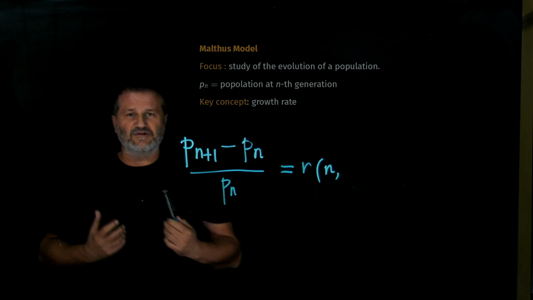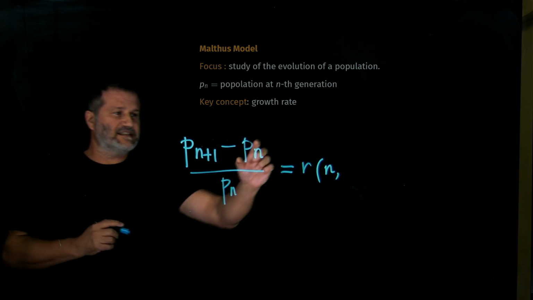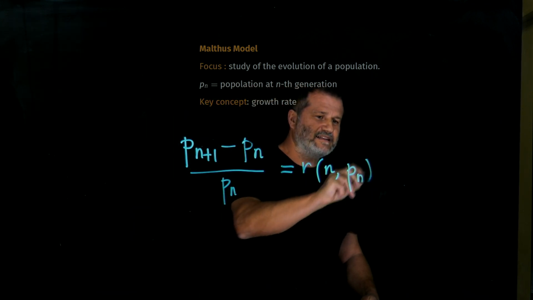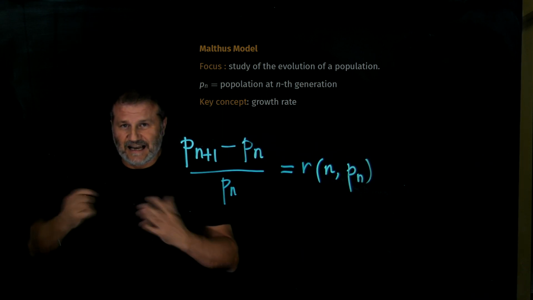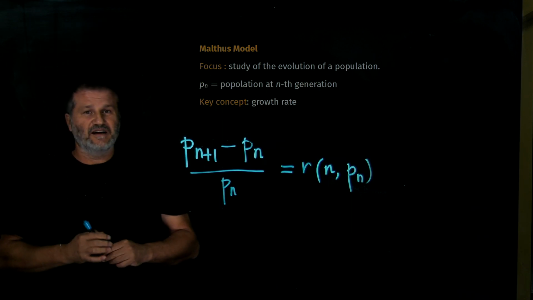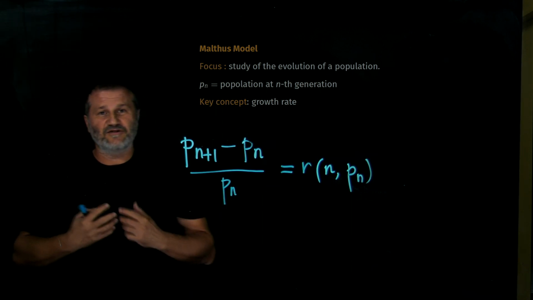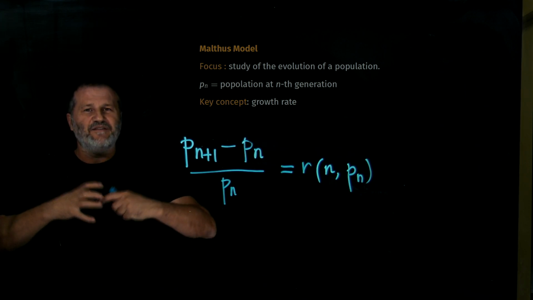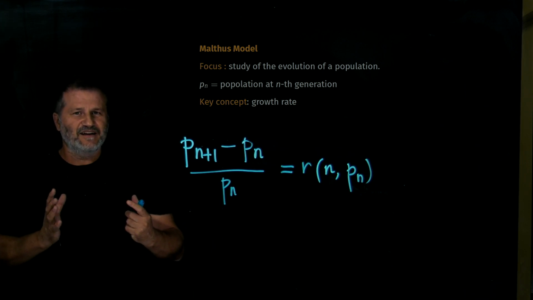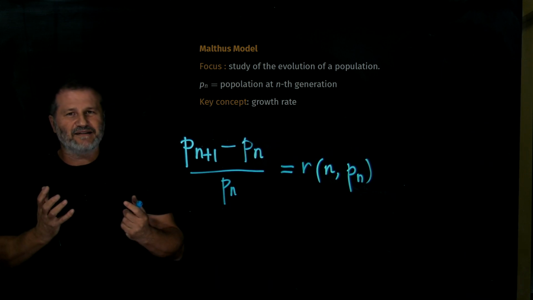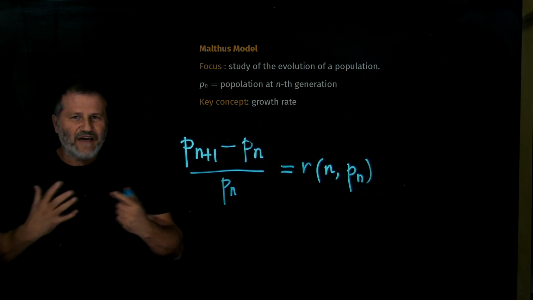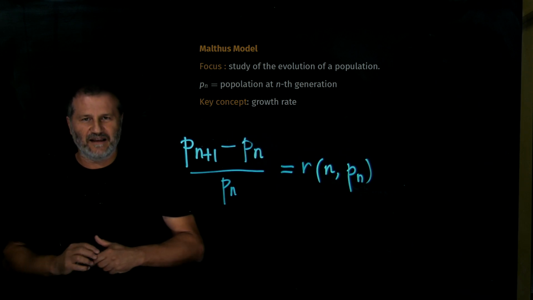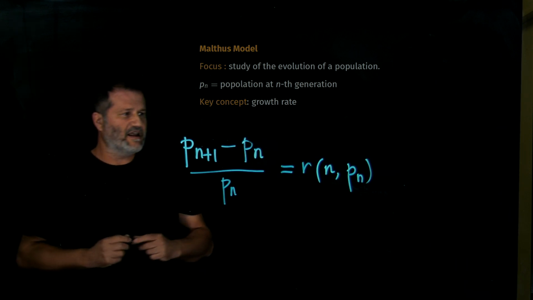Another quantity that could enter in the growth rate is the size of the population itself, because you may imagine that the higher the size of the population, the lower the value of the growth rate. For example, if we have a big number of individuals, there will be less food for everyone. So not everybody will have enough food to survive, and so someone will die because there is not enough food.